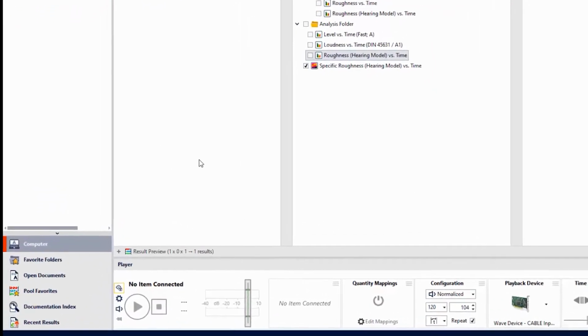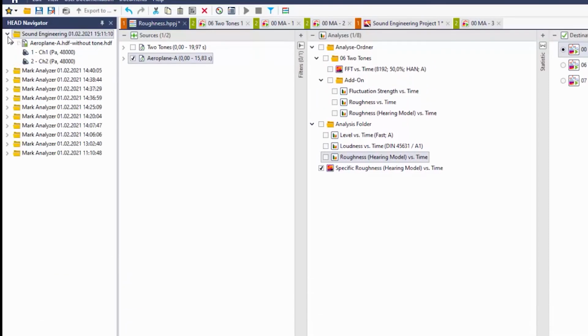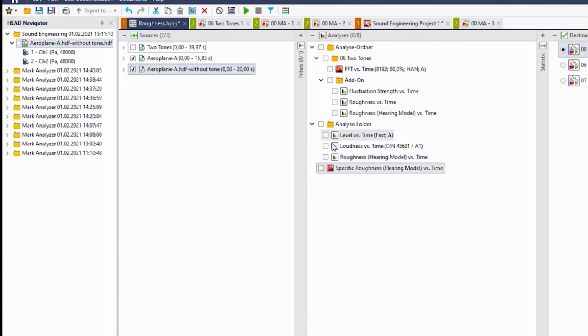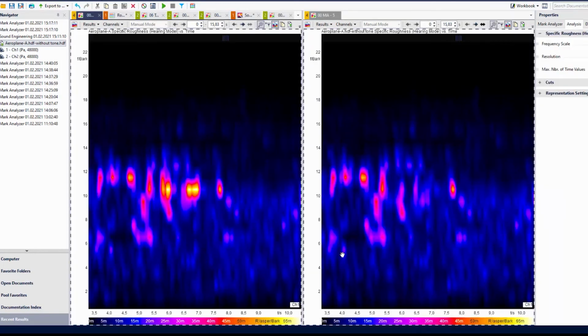I look in my current results. They are already the measurement files from the sound engineering. Plane A without one frequency component. And I compare that against the original measurement. I take the roughness and the specific roughness just side by side in the data view. Here is the original measurement. At 6 seconds, we had the largest deflection of roughness, and it's gone now. We have eliminated it cleanly.